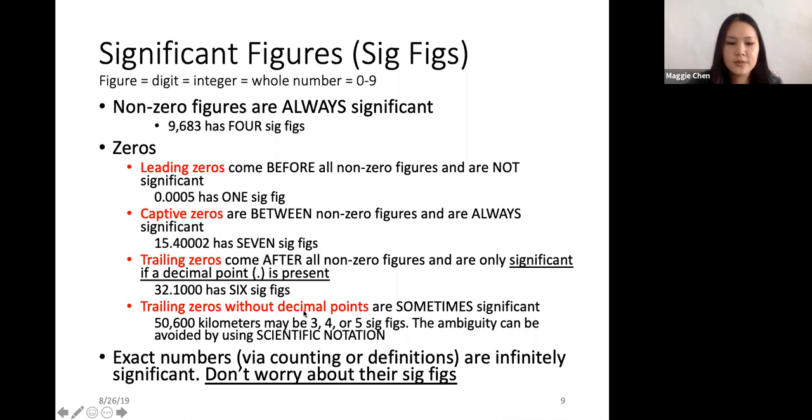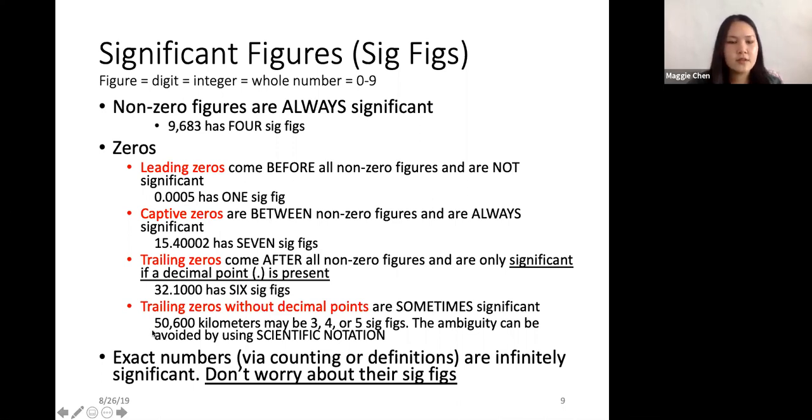And trailing zeros without decimal points are sometimes significant. So that means if we look at this number, 50,600 kilometers, we can say there can either be 3 sig figs, the 506, 4 sig figs, or 5 sig figs. So there is this vagueness that we can avoid by using scientific notation. I'll be going over how you can rewrite a final number into that. But when a number has trailing zeros, it's just really vague and we're not sure how many sig figs there are.